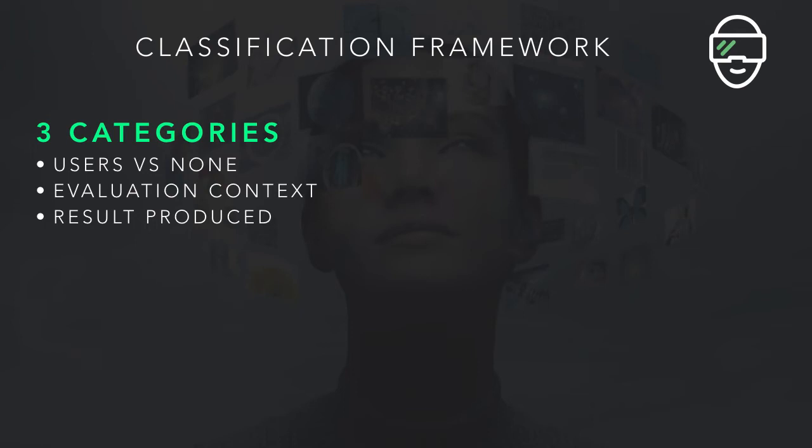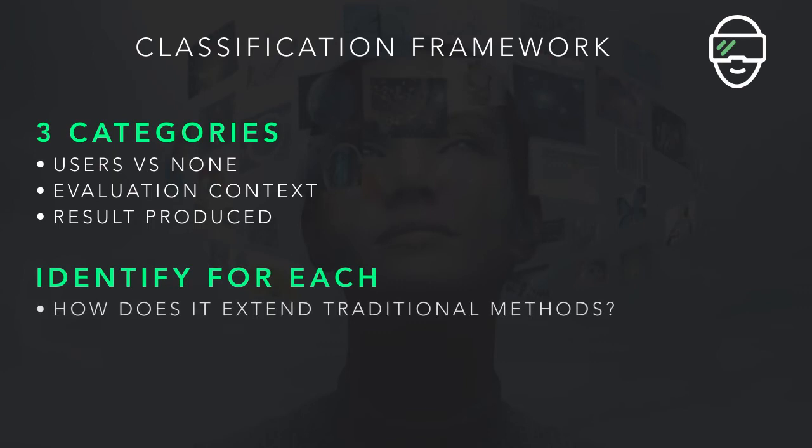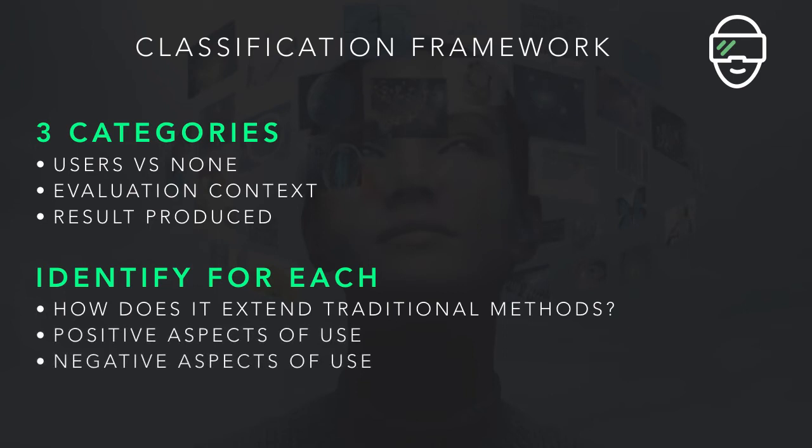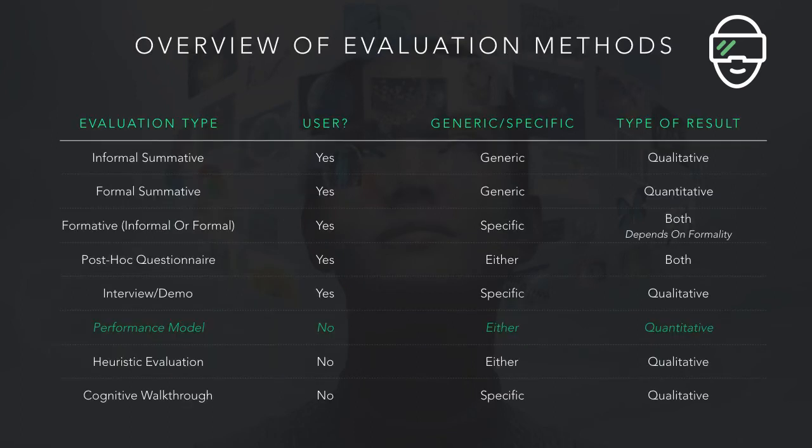And by breaking it down into each of these three categories, you can start to identify for each of them how it extends the traditional usability method present in that type of evaluation, whether it's like a heuristic evaluation or a formative evaluation. What are the positive aspects of using it, and also what are the negative aspects of using it? And so really quickly, I'm going to just pull up this classification framework that they developed, which I'll be talking about a little bit further in the presentation, as I think it's very useful for this type of work. So as you can see here, it has the evaluation type, and it starts to sort it by these key characteristics for which ones we should use.